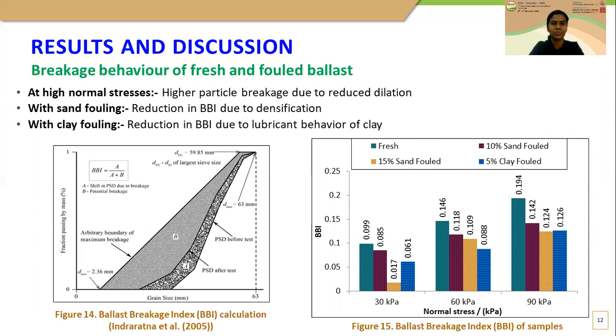Then we'll move on to the breakage behavior of fresh and fouled ballast. Ballast breakage index was calculated using the method suggested by Navaratnarajah et al. in 2005. At higher normal stresses, a high BBI was obtained for all kinds of samples. This is due to the reduced dilation, which increases the ballast particle breakage. With the fouling, in both cases, the BBI was reduced. This is because of the densification for sand fouling and lubricant behavior for clay fouling.